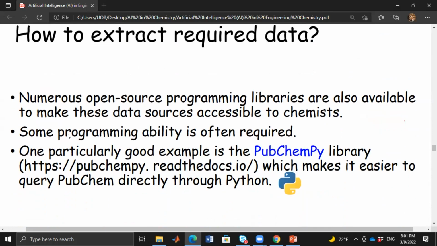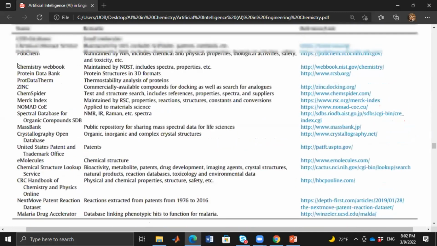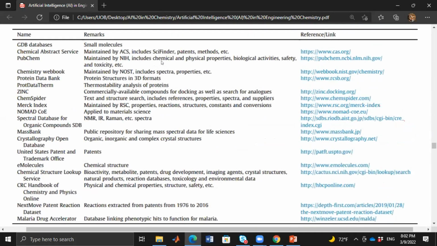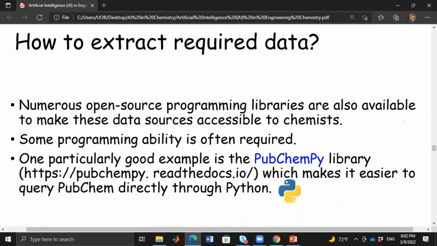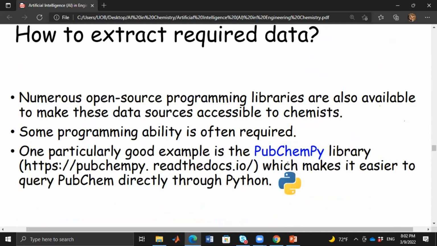Now, how do I get the data, how do I pull it? I think especially the new generation is familiar with Python because it's one of the courses scientists and engineers learn at university. There are a lot of libraries, like PubChemPy. PubChem is one of the databases, as you can see here, with chemical and physical properties, biological activity, safety, toxicity, and many others. People created a Python library with which you can extract information from this database, so your data becomes available in the computer.